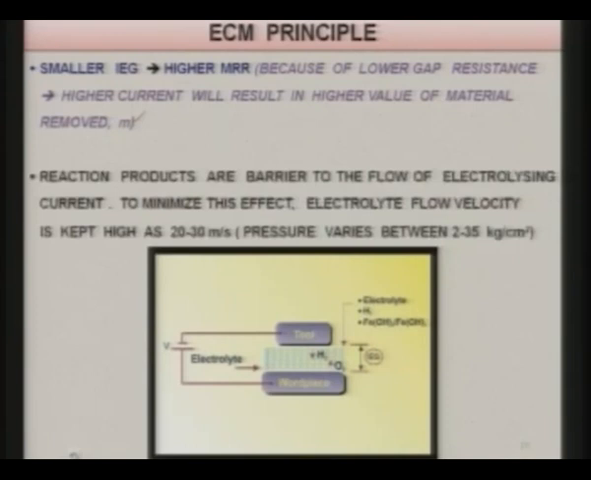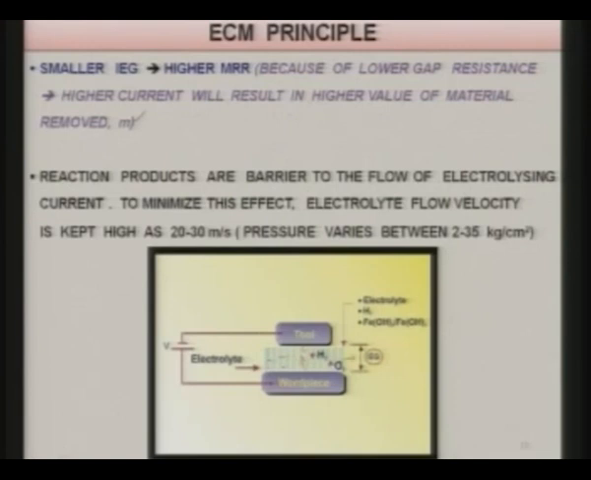Reaction products are a barrier to the flow of electrolyzing current. As you can see here, if there are a lot of reaction products over here, then current cannot flow between the tool and the workpiece so easily. So, to minimize this effect, electrolyte flow velocity is kept high, normally 20 to 30 meter per second, and for achieving such a high velocity of the electrolyte, the pressure of the pumps supplying the electrolyte normally ranges between 2 to 35 kilogram per centimeter square.